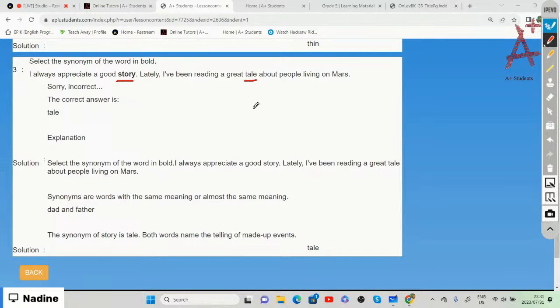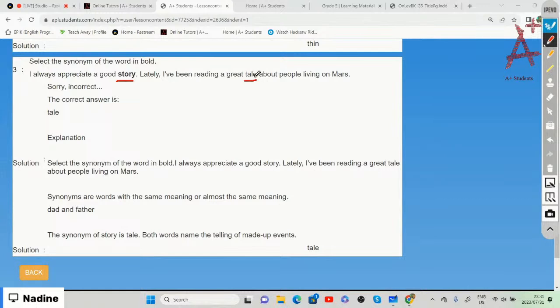And both story and tale, right? It is the telling of made up events. You basically make up events for the story that you're telling, or you're making up the events for the tale that you are telling, right? And we gave an example earlier when I mentioned the Cinderella story, Goldilocks, Red Riding Hood. These are all stories or tales that people made up. It is made up events, right?